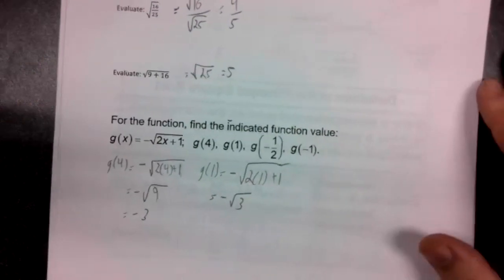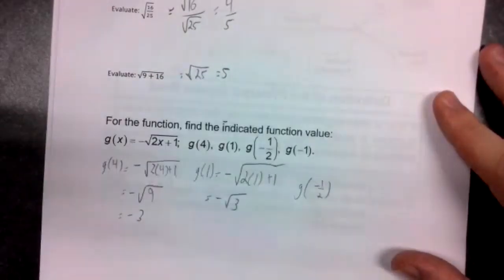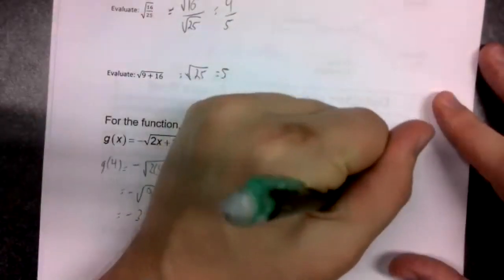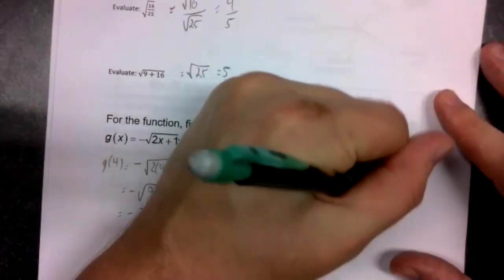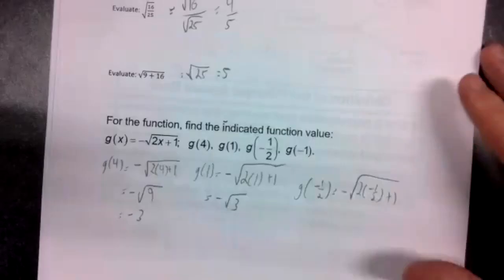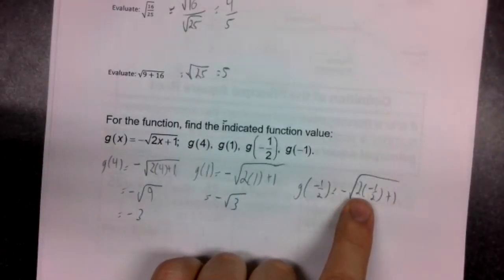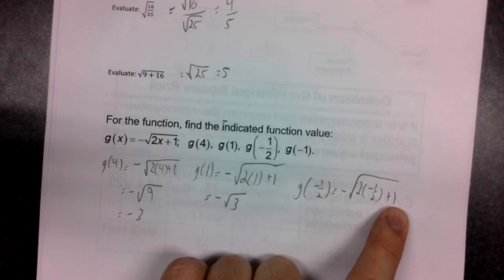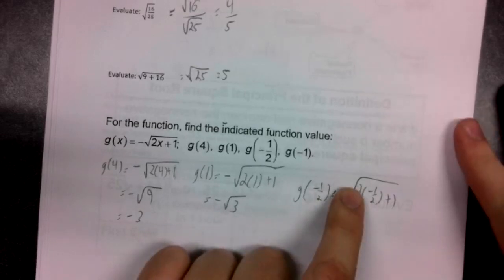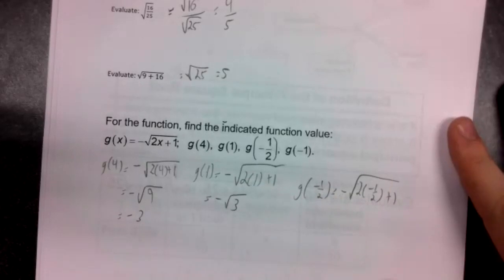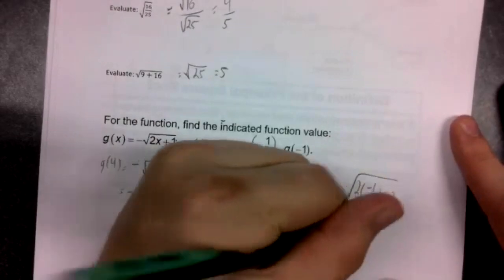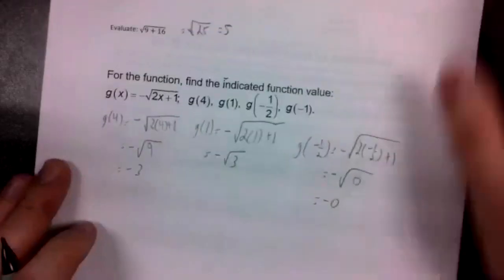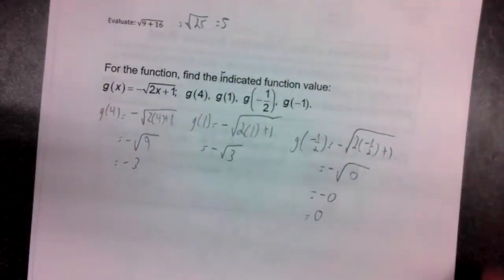Okay, the next one, I want to find g of negative 1/2. So that's equal to the negative square root of 2 multiplied by negative 1/2, plus 1. Okay. This multiplied together is negative 1. Negative 1 plus 1 is 0. The square root of 0 is 0. And the negative of 0 is 0, right? So this is the negative square root of 0, which is equal to negative 0. And negative 0 is just the same thing as a positive 0, right? Just 0.